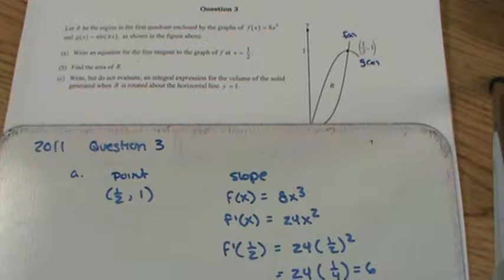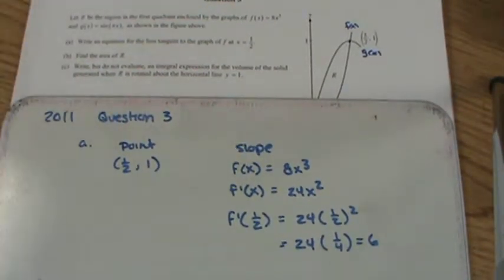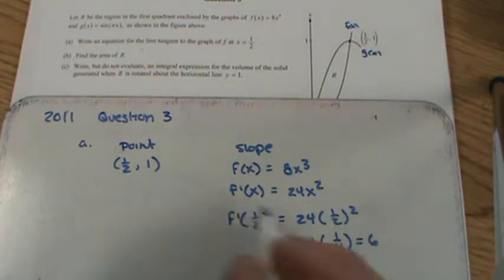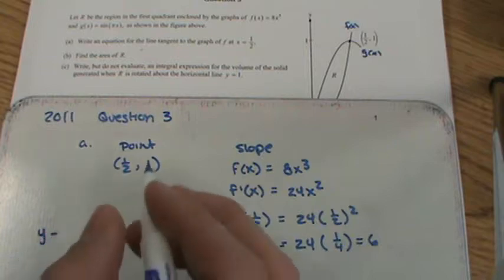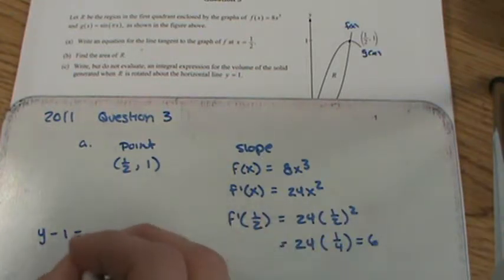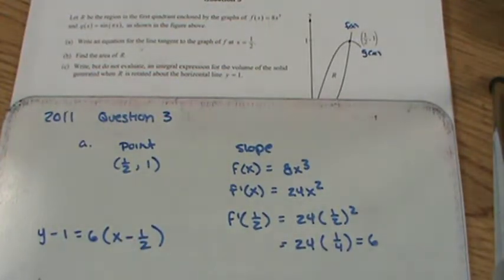Now again, free response, we don't have to simplify anything. If you want to simplify it, you can. Sometimes it makes it a little bit easier for writing stuff out later, or you can leave it totally unsimplified. But now that we have our point and our slope, we can just plug it into our point slope. So y minus y1, which is 1, equals 6 times x minus 1/2. And that is a perfectly acceptable answer, and we're going to leave it just like that.